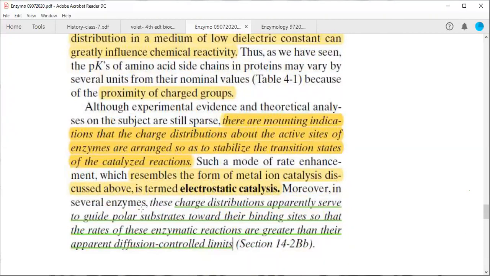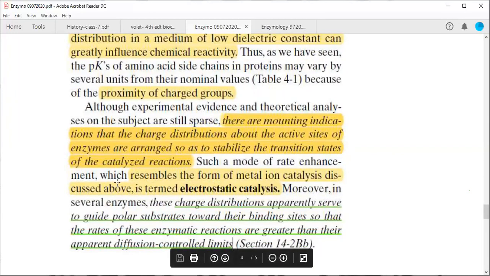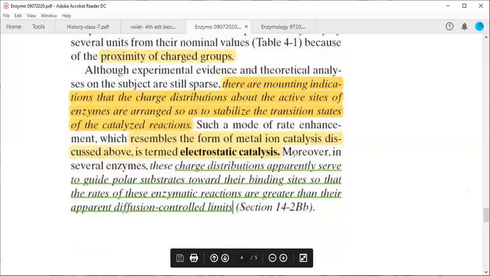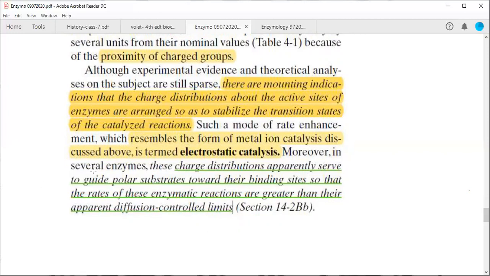Charge distribution apparently serves to guide the polar substrate. Now, what is the role of these charge distributions over the active site? They will guide the polar substrate. Water is also a polar molecule, but here we are talking about a substrate which is going to bind at the active site of the enzyme, and the enzyme is going to catalyze the reaction, so that the rate of these enzymatic reactions is greater than their apparent diffusion control limits. Obviously, if these polar substrates are guided towards the active site of the enzyme, the rate of enzymatic reactions is generally greater than if this guidance were not present.